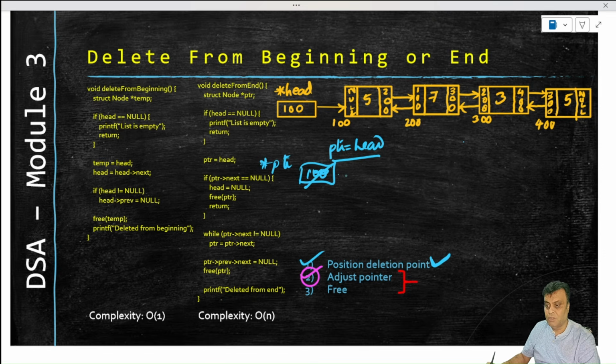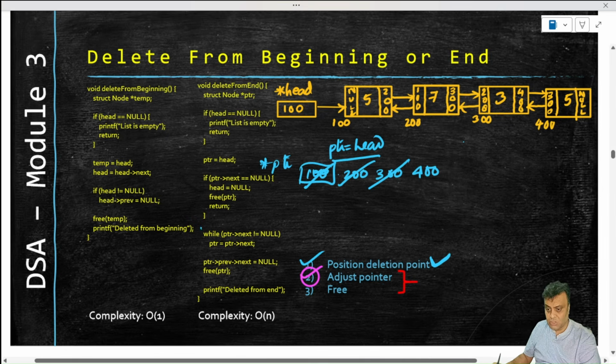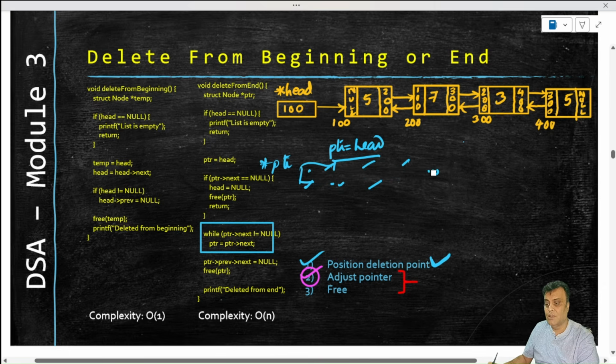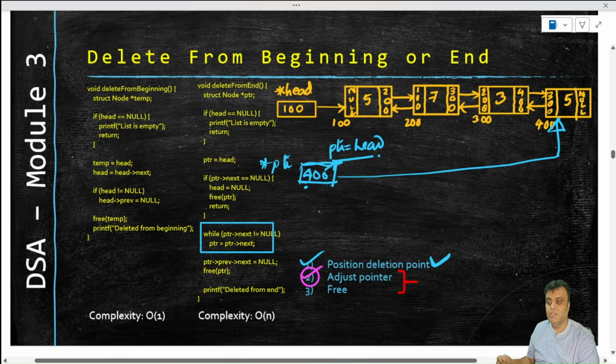Next, I will make this pointer point to 200. Next, I'll make it point to 300, and next I'll make it point to 400. And when I point to 400, my next is null. So that's why this loop will come out. What does the pointer have now? The pointer has 400 now. So the pointer is right now positioned at 400 with that loop. And we know how to do that. So the pointer is right now at 400, pointing here.